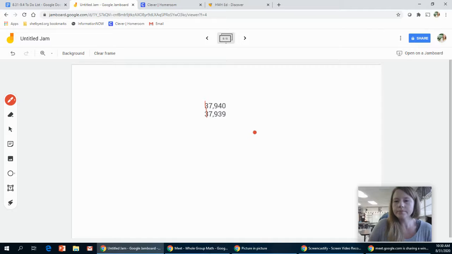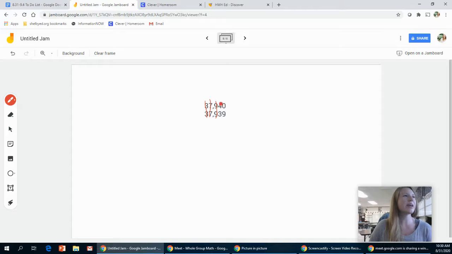Next place is a 7. They both have 7, so they're still equal. I'm going to keep going. You have a 9 and a 9. Still equal. I'm going to keep going. Oh, now we have a 4 and we have a 3. Which one's bigger, the 4 or the 3? Show me with your fingers. What number is bigger, 4 or 3? Okay, good. Yes, 4 is greater.